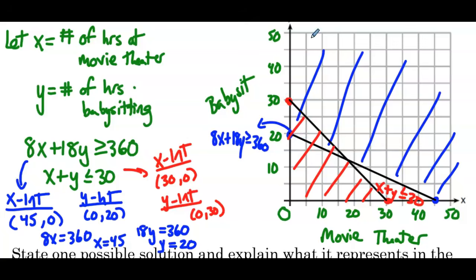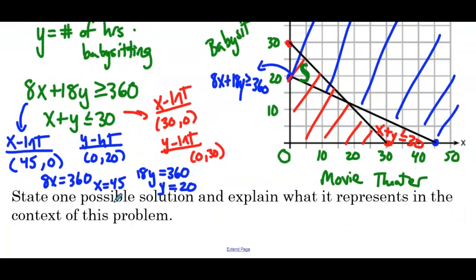So our solution set is where they both overlap. That's going to be in this region right here. So there is our solution set. Any combination of hours is going to fall there, any combination that meets her requirements of making enough money and not working more than 30 hours. So state one possible solution and explain what it represents in the context of this problem.